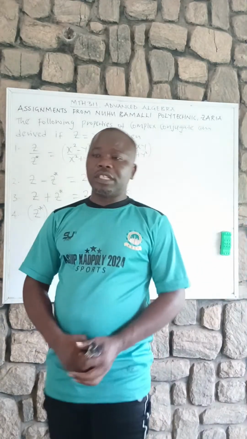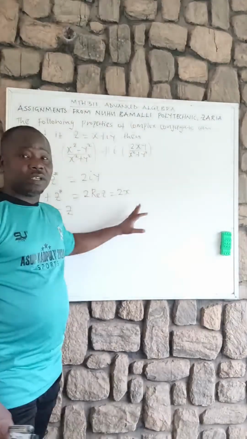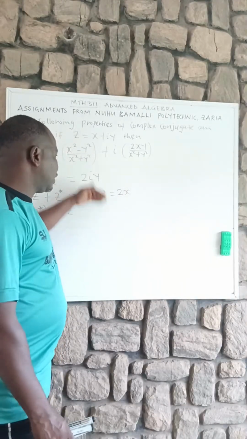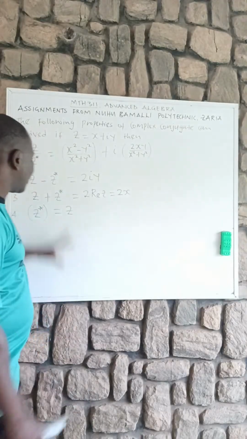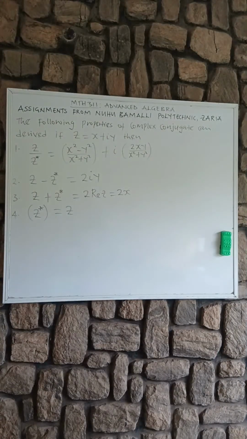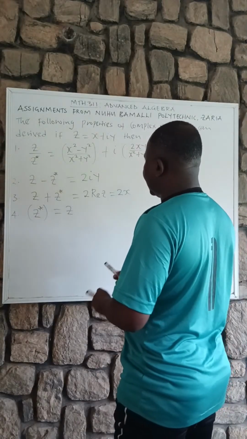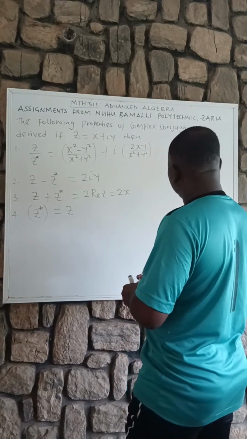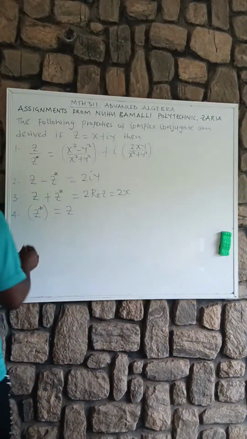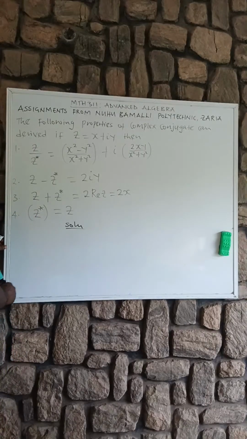So we are going to take one after the other, but not everything I'm going to solve. With my explanation, I don't think you will find it difficult to solve the rest. Is that clear? So let's look at it together. Let's consider question number 1. Question number 1, solution.